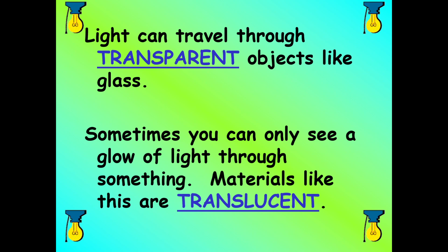Lastly, we've got the word translucent. Translucent, you can only see a little bit of light through it, and the light that is passing through it is scattered, so you cannot see anything very clearly. So think about looking through the perspex or frosted glass.